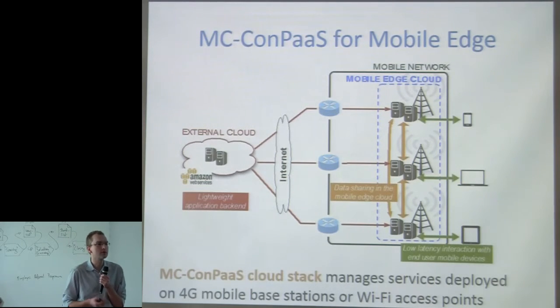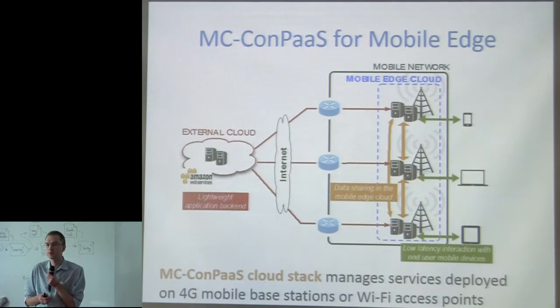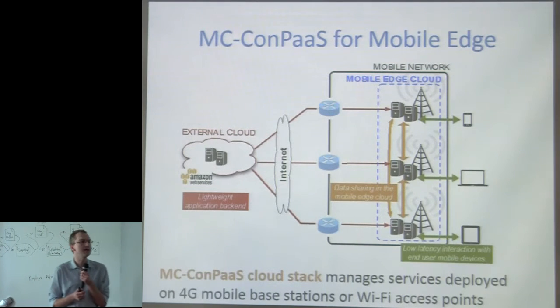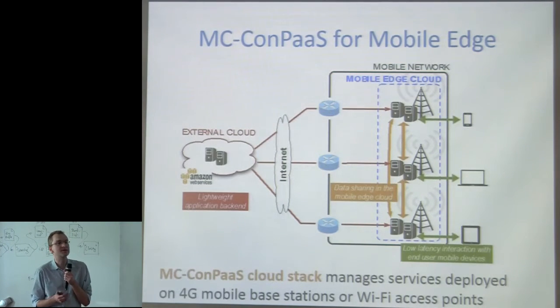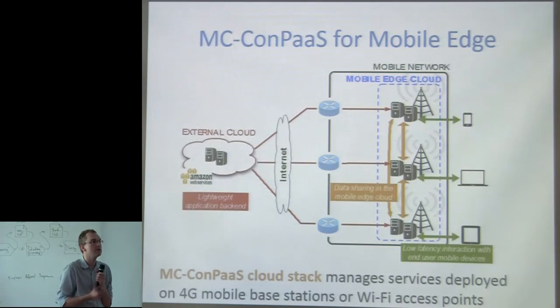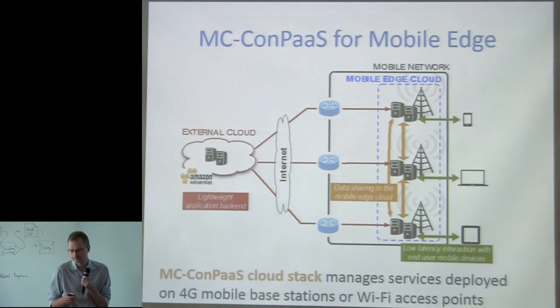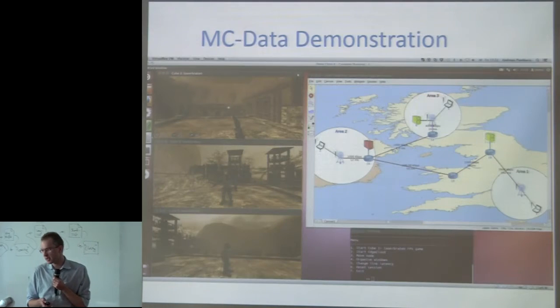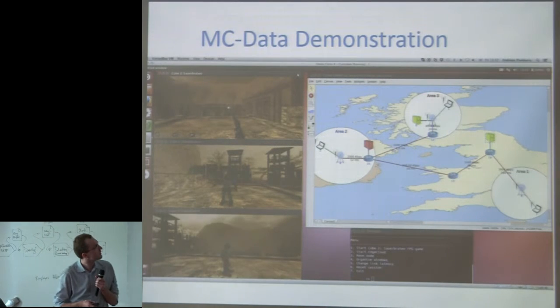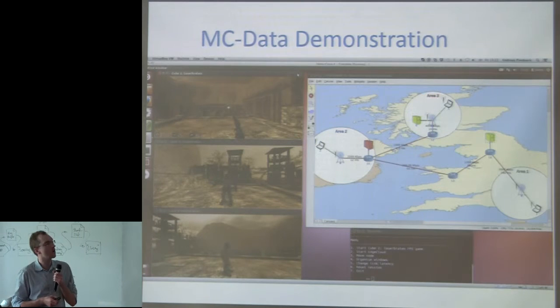The deployment model for MC Compass is that it could run as part of a mobile network, but you could also deploy it as part of a Wi-Fi network, where the services are then co-located with Wi-Fi access points, for example, in a building, giving you predictable low latency. So I want to finish by showing you a quick video of MC Compass in action.